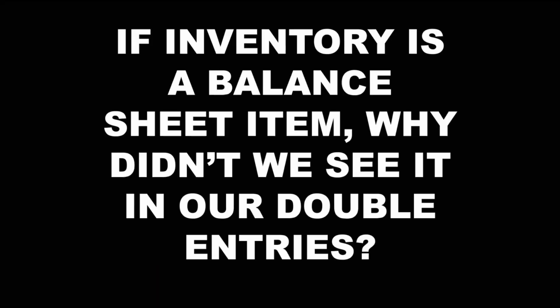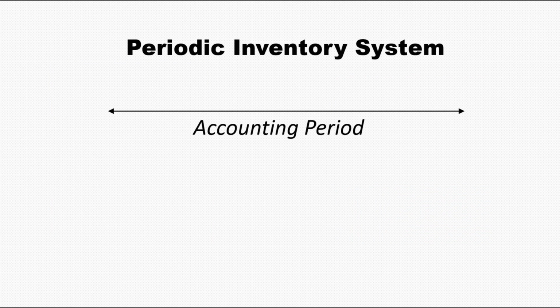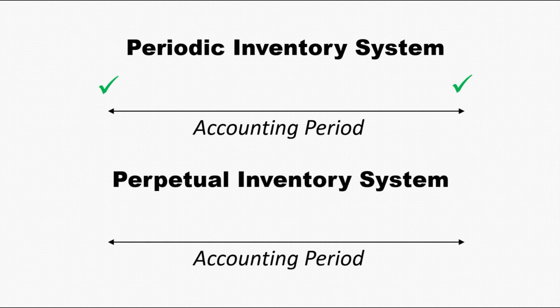But wait. If inventory is a balance sheet item, then why didn't we see it in our double entries? The reason is because there are two types of inventory systems, namely the periodic system and the perpetual system. And we are using periodic system in our examples. The periodic system requires the company to perform physical count of inventory to track the beginning and closing inventory within an accounting period. However, the perpetual system requires more recording effort because it requires the company to keep track of its inventory on a per sale basis.